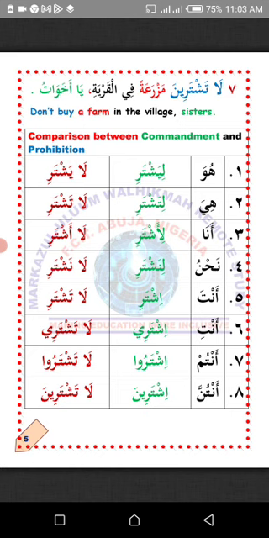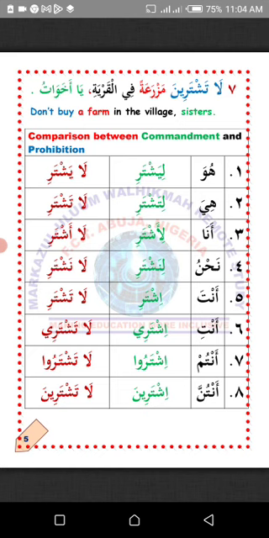Number four: nahnu, we. Linashtari, we should buy. La nashtari, we should not buy. Number five: anta, you, representing a single male person. Ishtari, buy. La tashtari, don't buy. Number six: anti, you, representing a single female person. Ishtari, buy. La tashtari, don't buy.